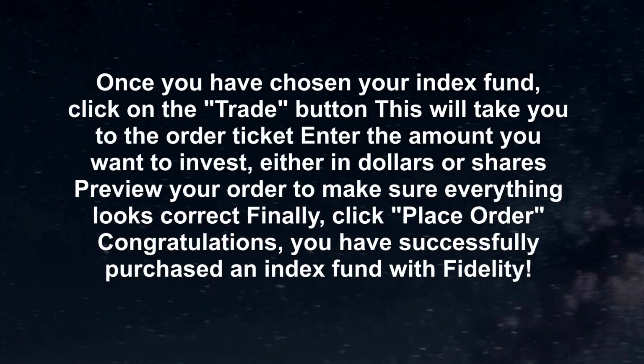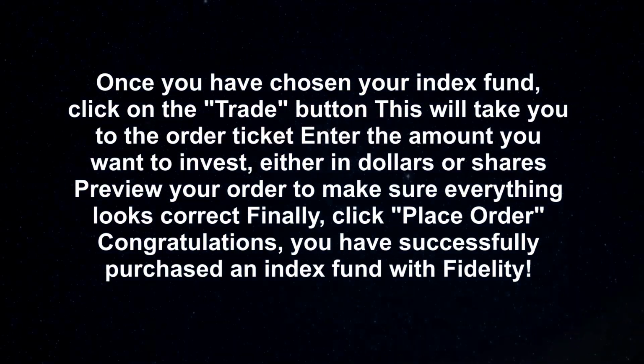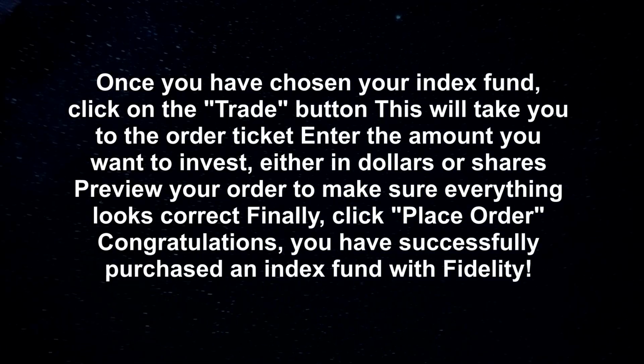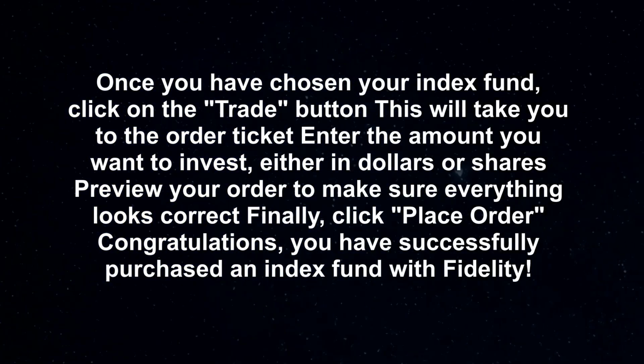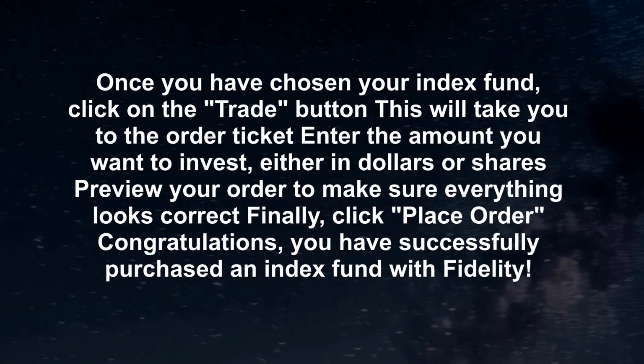Once you have chosen your index fund, click on the Trade button. This will take you to the order ticket. Enter the amount you want to invest, either in dollars or shares. Preview your order to make sure everything looks correct. Finally, click Place Order. Congratulations! You have successfully purchased an index fund with Fidelity.